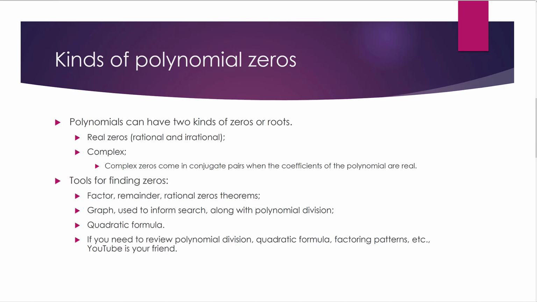Now, when it comes to the complex zeros, it's important to keep in mind that if you have a polynomial with real coefficients, which the ones in our class are going to have, the complex zeros necessarily come in what we call conjugate pairs. They always come two by two, in other words.